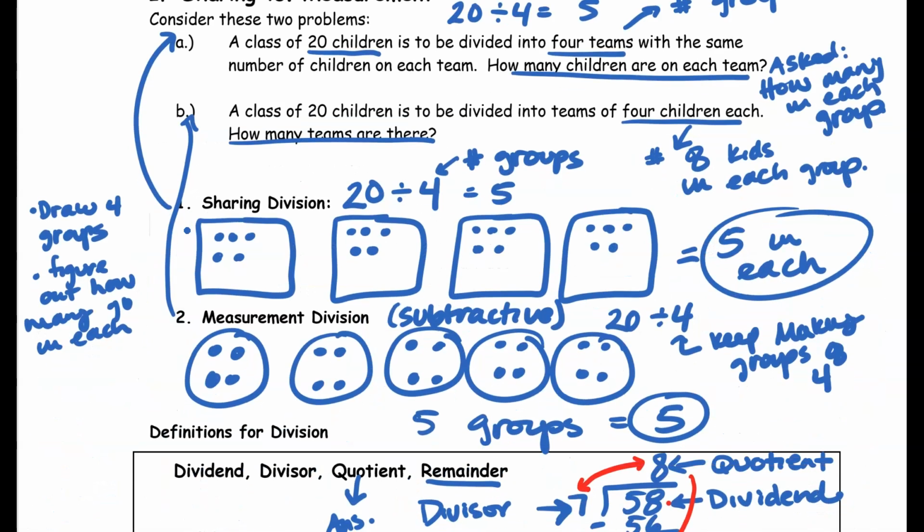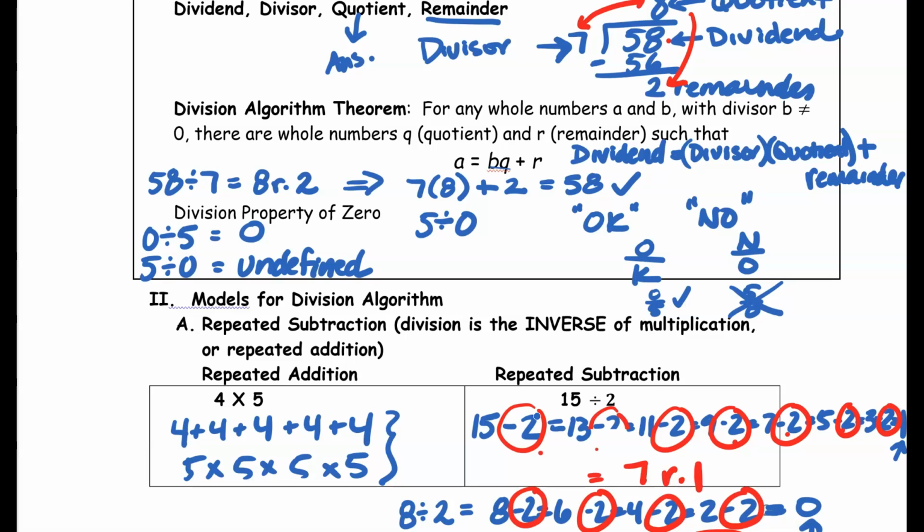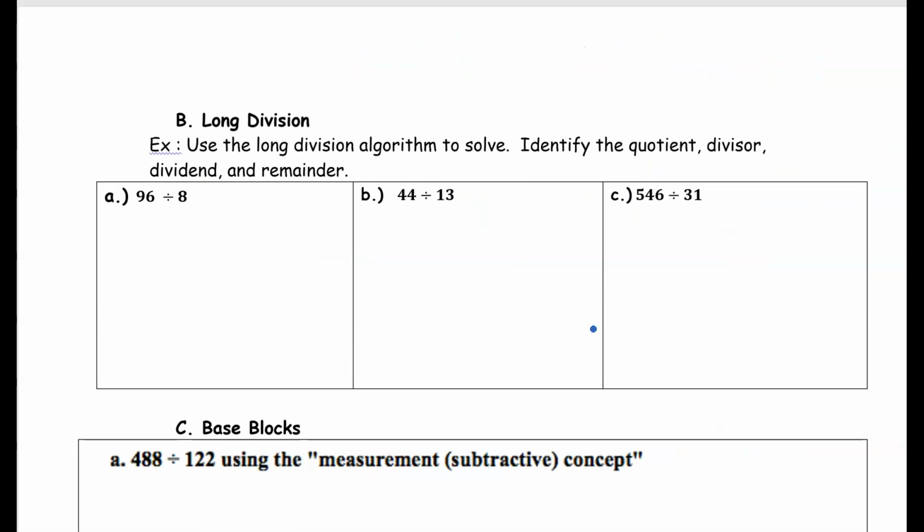And just to back this up a little bit with this example above, the subtractive property, that's what we did up here with measurement division. We started with 20 and we took off 4 and then another 4 and then another 4 and then another 4 and then another 4 until we didn't have any left. And we said 5 groups, but we could also say we subtracted 5 times. Same concept. Okay, so we can't talk about division without talking about the standard algorithm, the long division algorithm.